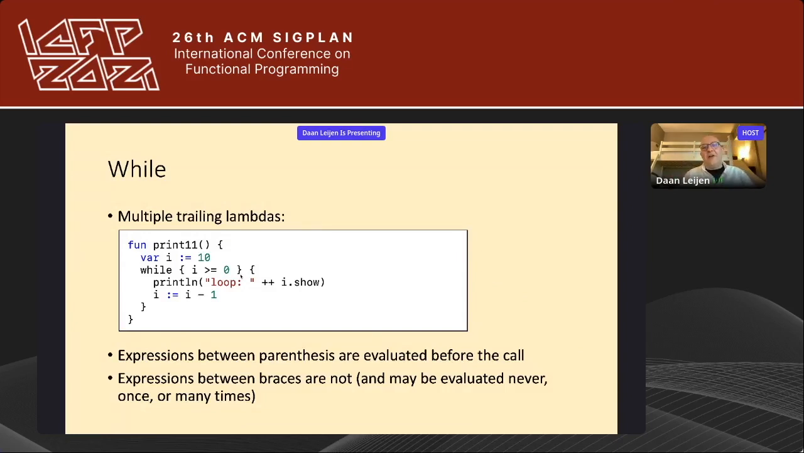And I kind of argue that in C and Java and, I don't know, almost all languages, it's kind of a mistake to have parentheses there because it's really different than function calls, where between parentheses you always evaluate before the call. So while with braces, although we don't often use while, of course.